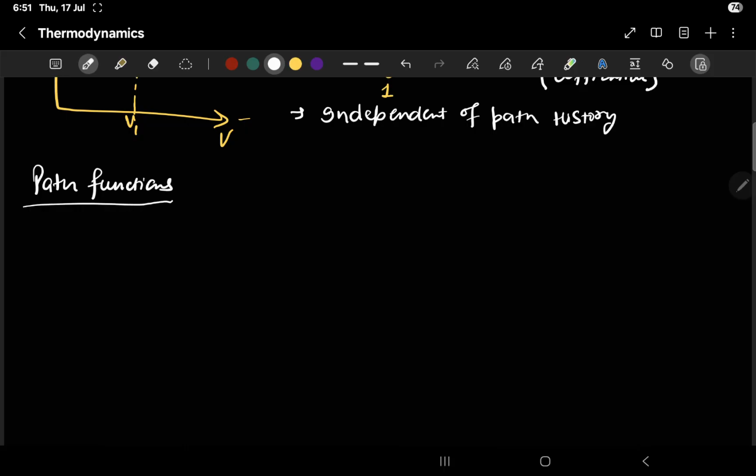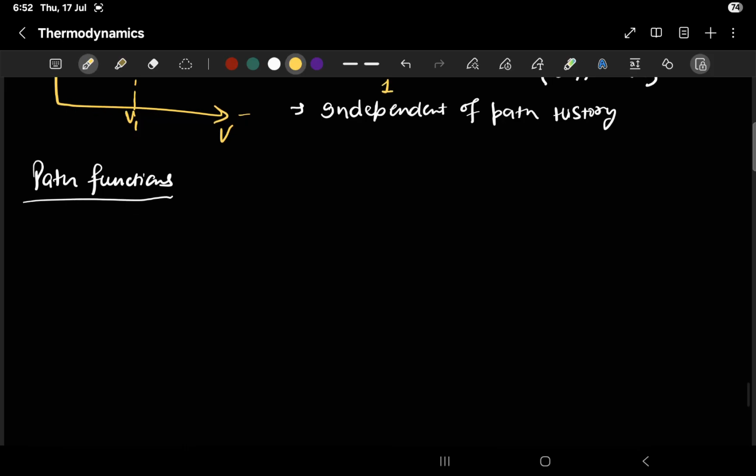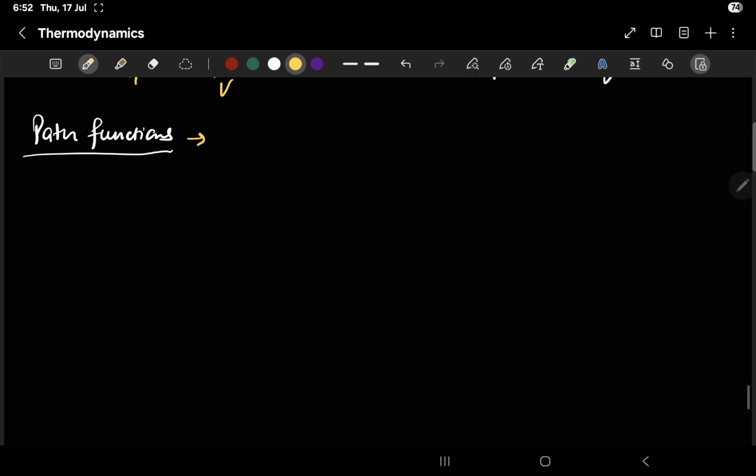So what are path functions? Let's say there are certain quantities which cannot be located by a point on the graph. They are represented by the area on the given graph. These types of properties are called path functions. Let's talk about some examples: heat and work. Although we have not yet discussed what heat and work are, let me clarify a few things first.